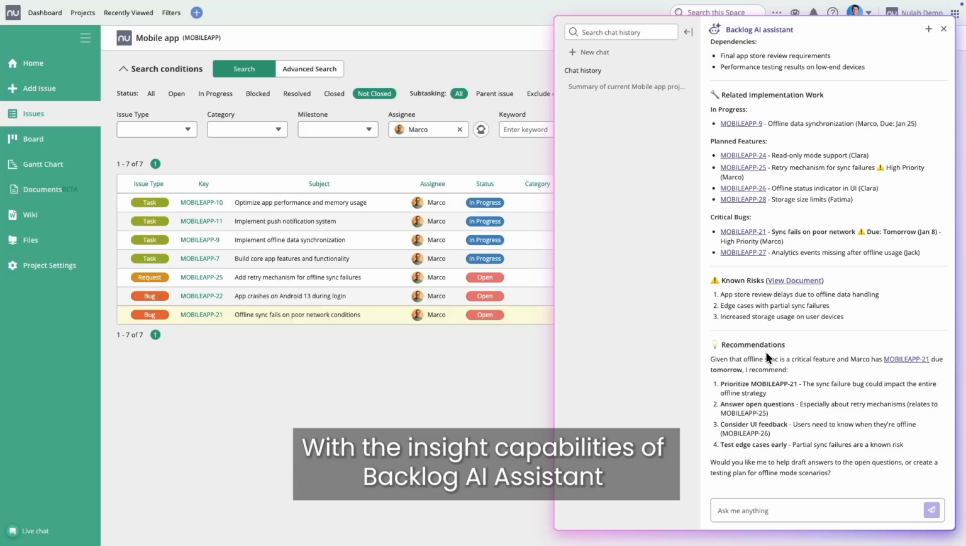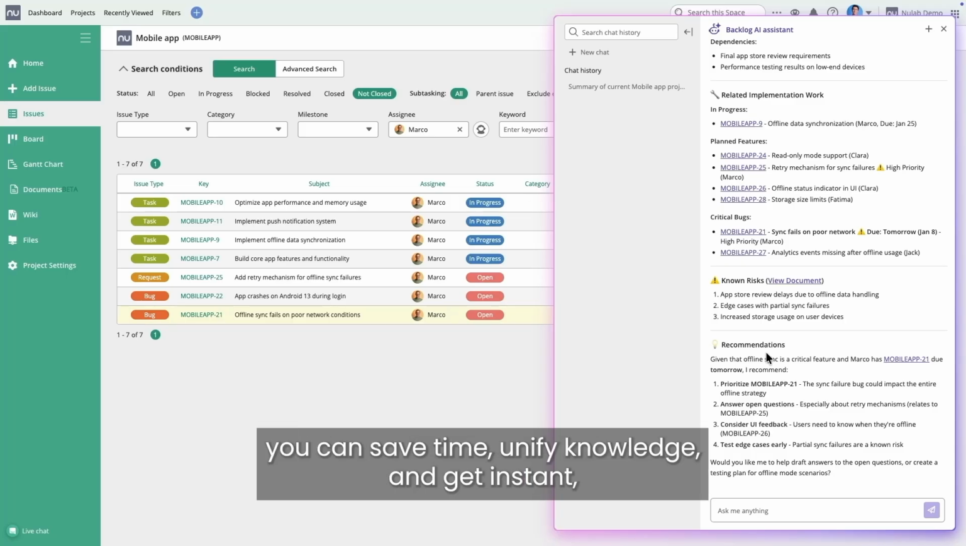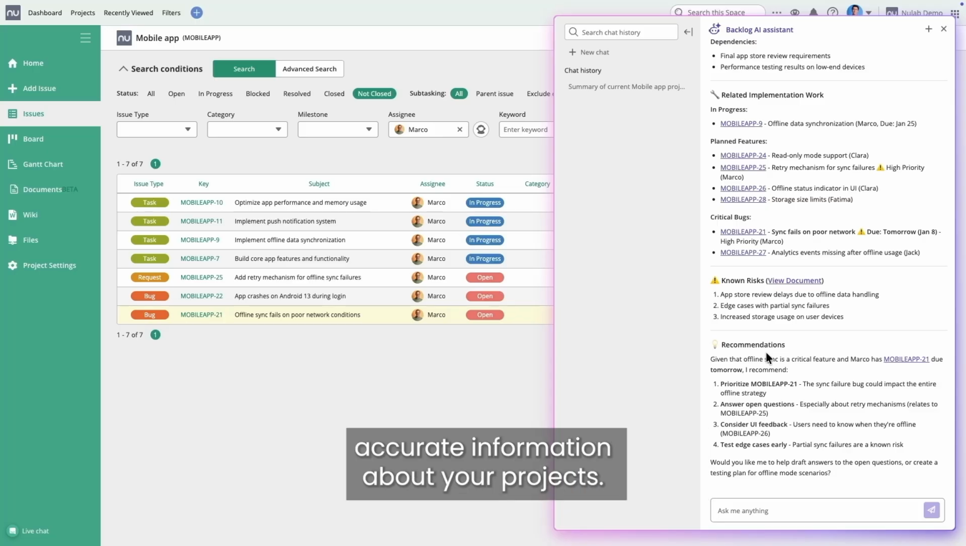With the insight capabilities of Backlog AI Assistant, you can save time, unify knowledge, and get instant, accurate information about your projects.